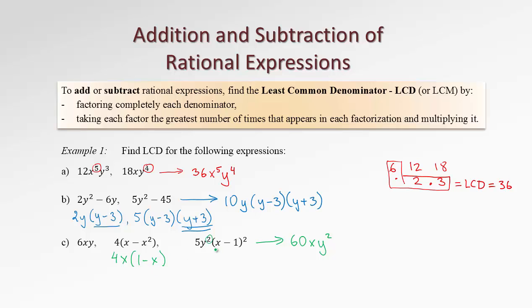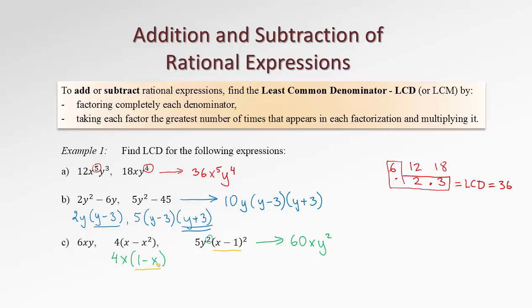Okay, but then we can observe something interesting. Here we have x minus 1, which is very similar to 1 minus x. It happens that we don't need to take both of these brackets for the LCD. It's enough to take one of those brackets.